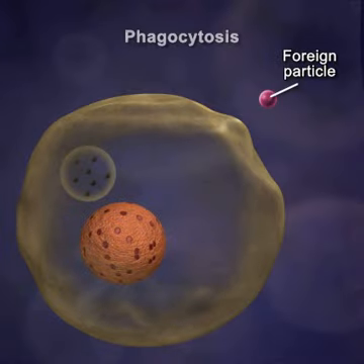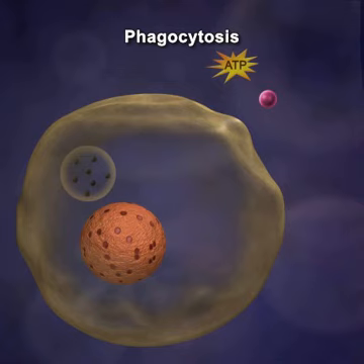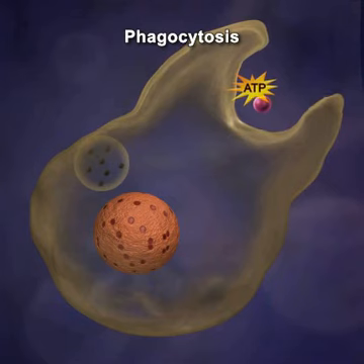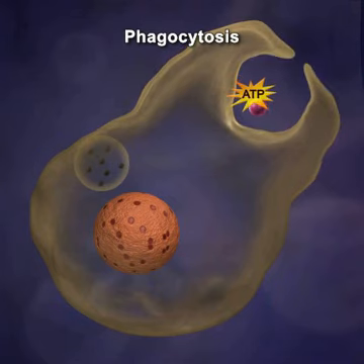Phagocytosis is another example of how a cell can use its active transport mechanism to move an object or substance through the plasma membrane and into the cytoplasm. The term phagocytosis comes from a Greek word meaning to eat.